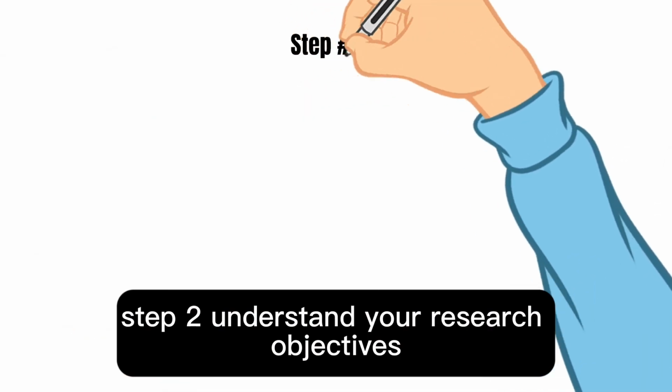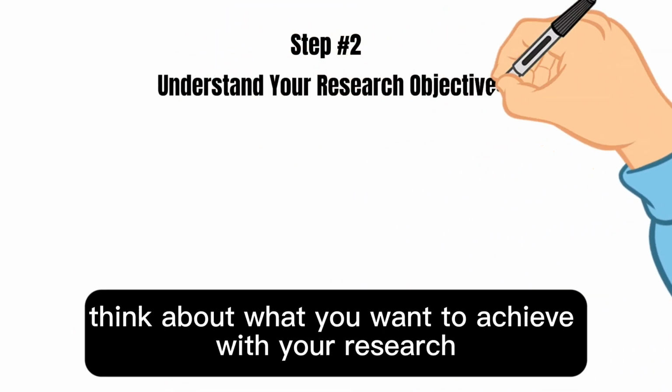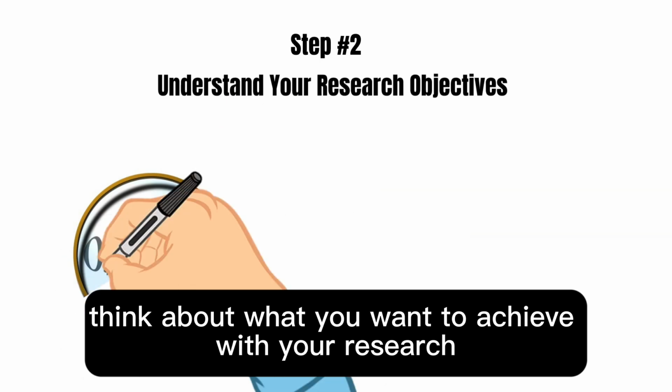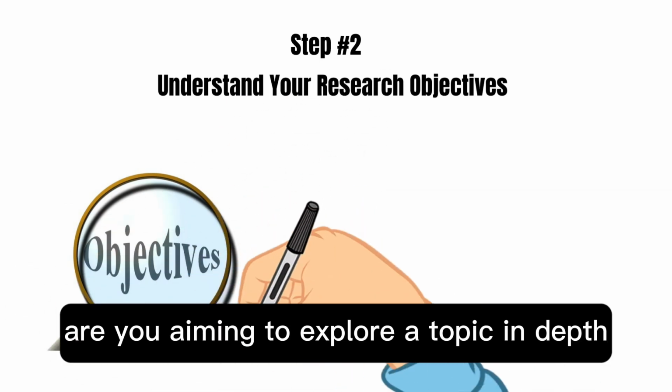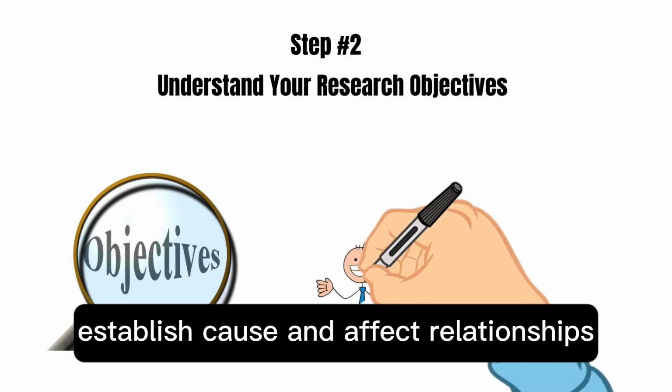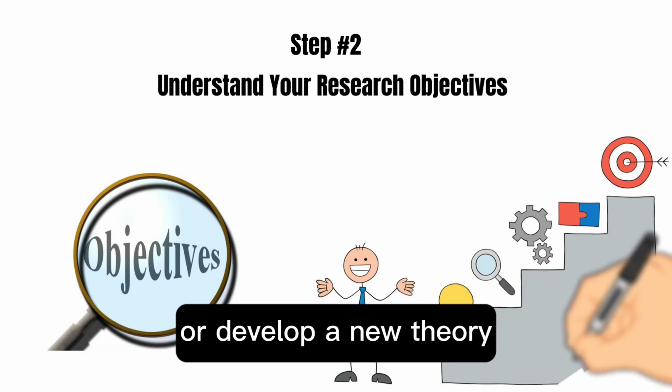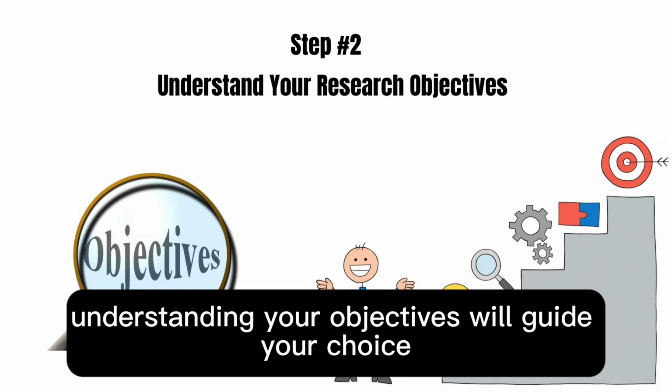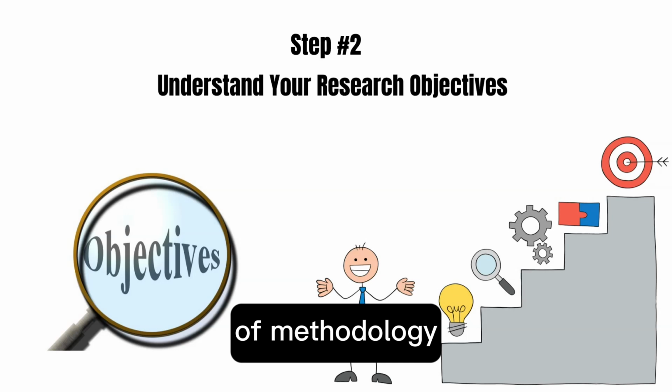Step 2. Understand your research objectives. Think about what you want to achieve with your research. Are you aiming to explore a topic in depth, establish cause and effect relationships, or develop a new theory? Understanding your objectives will guide your choice of methodology.